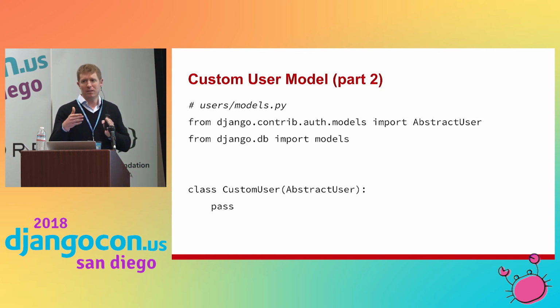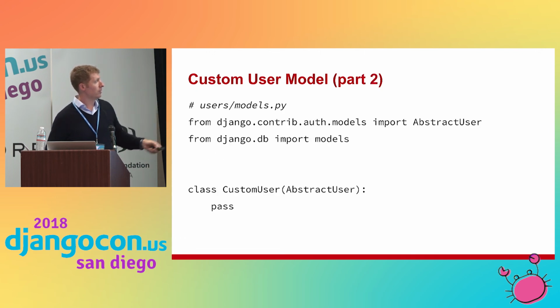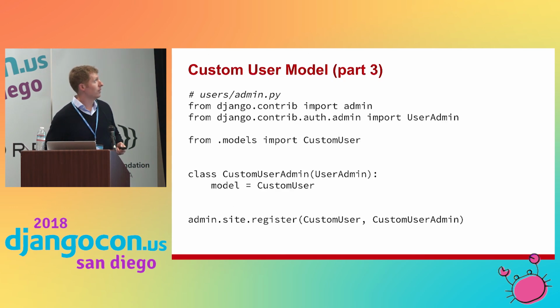AbstractUser just lets us easily extend it. With AbstractBaseUser, you're rewriting a lot of Django. If you need to, do it. Otherwise, don't. But this is all you need, right? It's just this. Boom, users app, change your auth user model. Here it is. I always try to explain this more to beginners because I think it's not that bad and it's important to have.